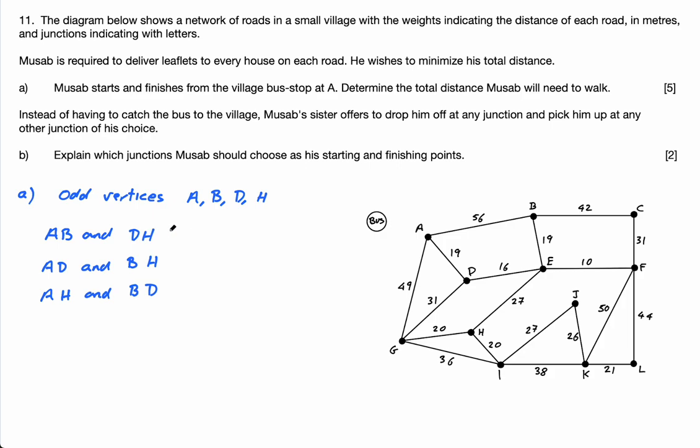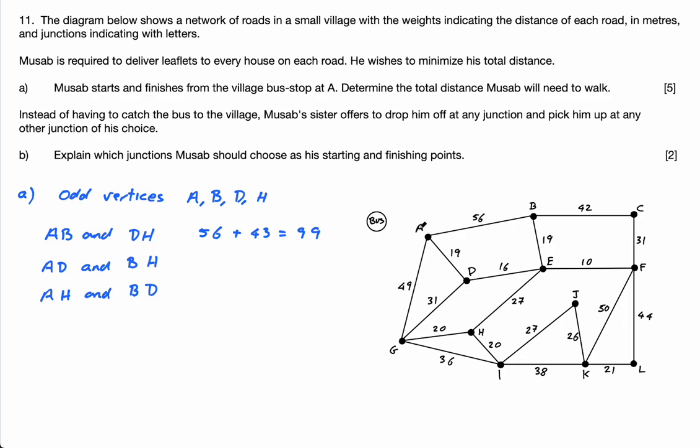But to find out which one to choose, I need to find which is the shortest of these 3. So A to B is 56. This is the weight. A to B is 56, and D to H, well, it's either 31 plus 20, which is 51, or 16 plus 27, which is 43. So it's actually this one. 16 plus 27 is 43. So it's 56 plus 43, which is 99.